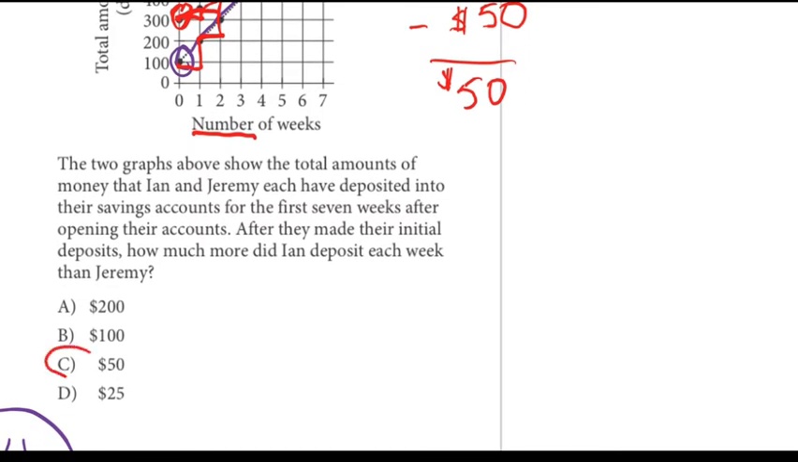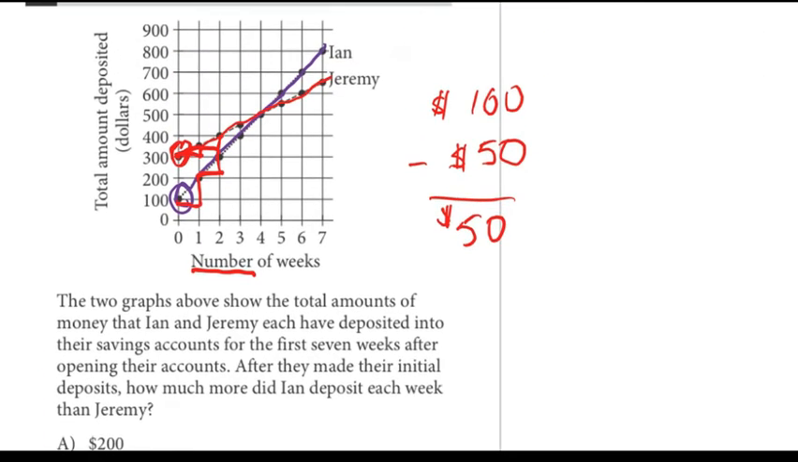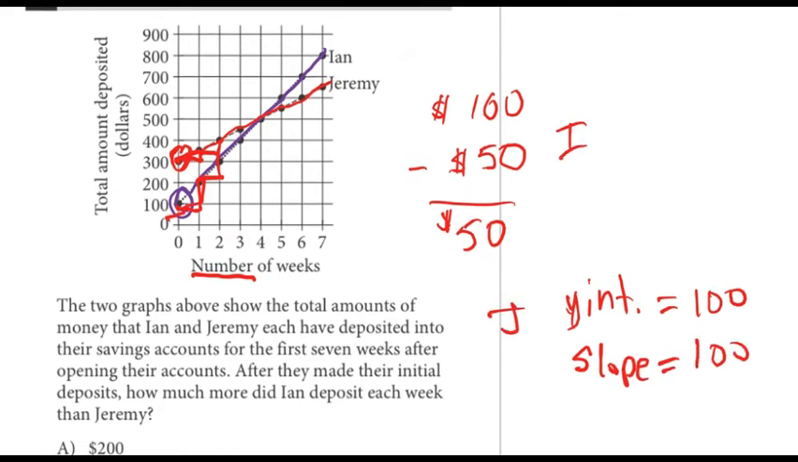Now another way to look at this, these are both equations of lines. The equation of Ian's line, his y-intercept is 100 and his slope is 100. So y-intercept equals 100. Slope equals 100. That's for Ian. For Jeremy, Jeremy starts at 300. That's the y-intercept. And the slope for Jeremy was 50.